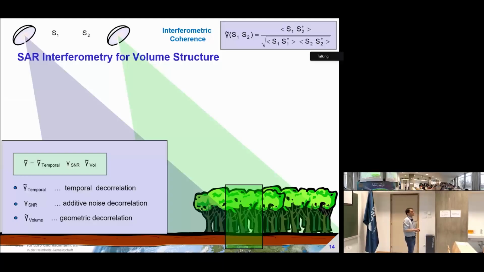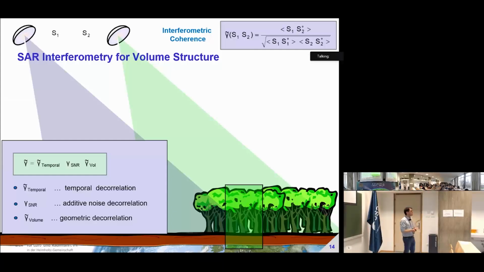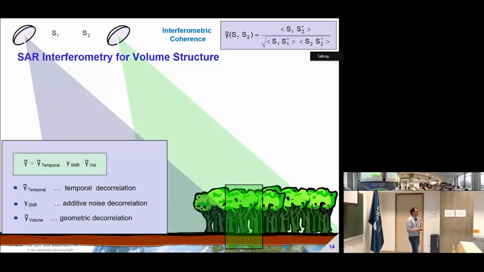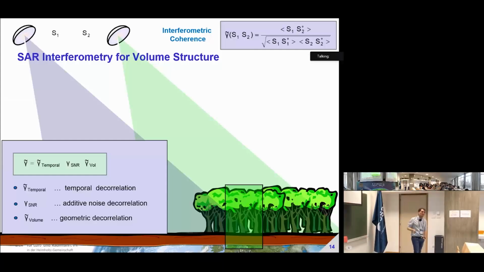It's the case of BIOMASS, for instance. Because between one acquisition and the next there is some time, your volume can change. We will see that there are different types of change, and some of them are easier to characterize than others. The volume can be structurally the same, so the geometry and the distribution of the different elements don't change between one acquisition and the other. But for instance, you have wind. These elements are displaced in the resolution cell, and because of these displacements, you have decorrelation.